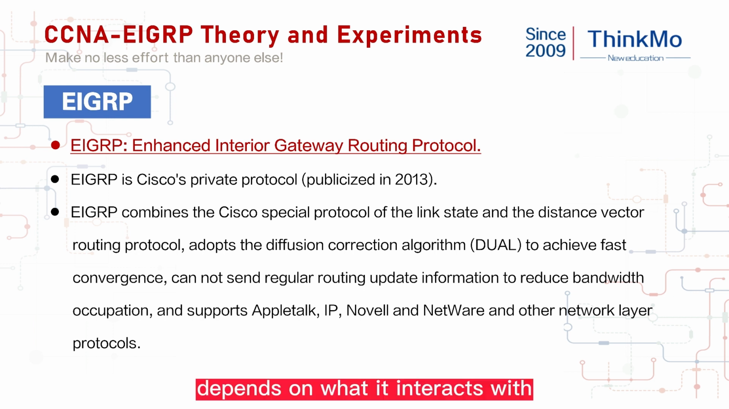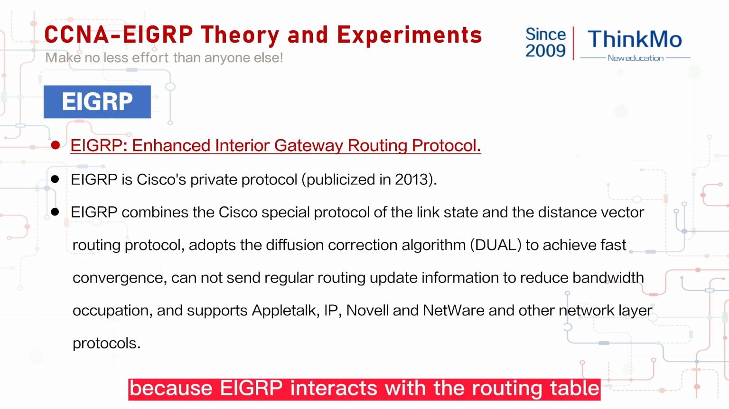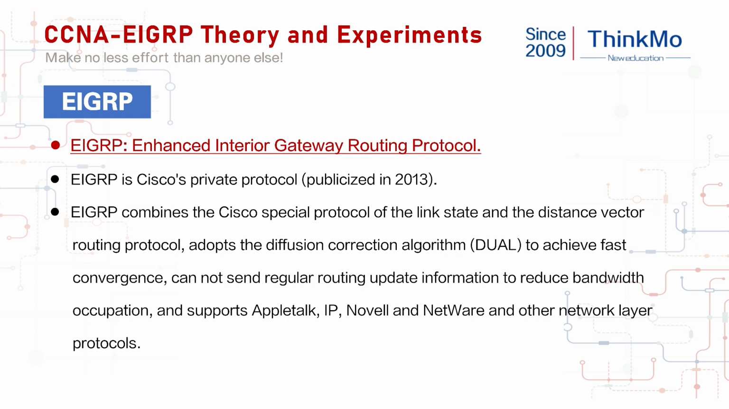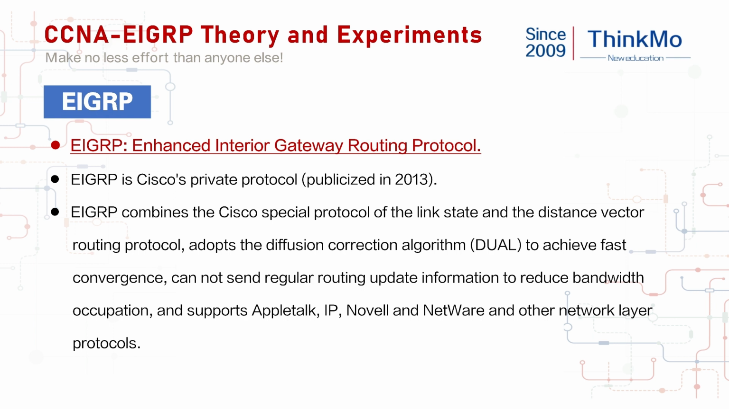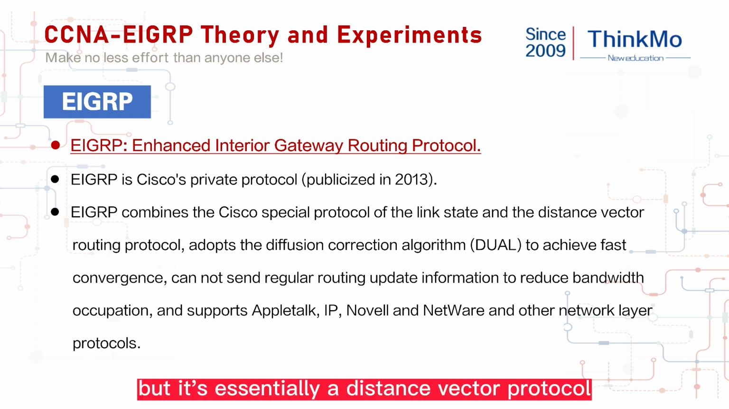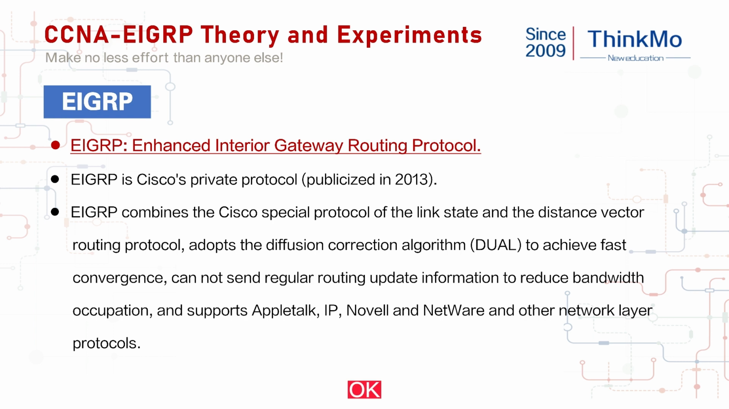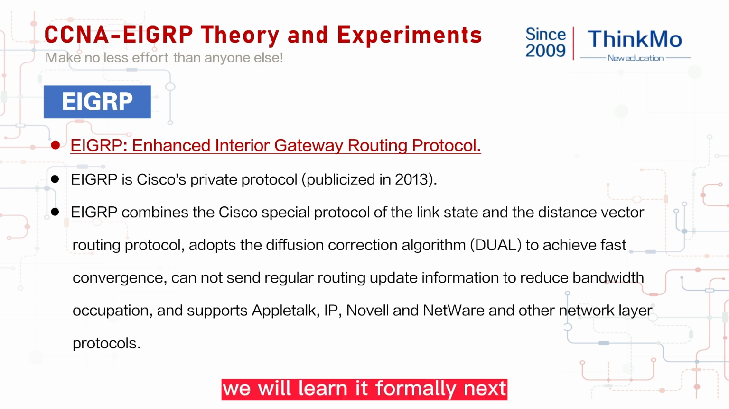It depends on what it interacts with. Because EIGRP interacts with the routing table, we call it a distance vector routing protocol. But it combines link state. Usually it also has link state features, but it's essentially a distance vector protocol. Okay, we will learn it formally next.